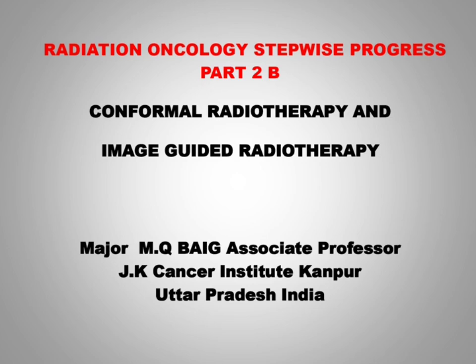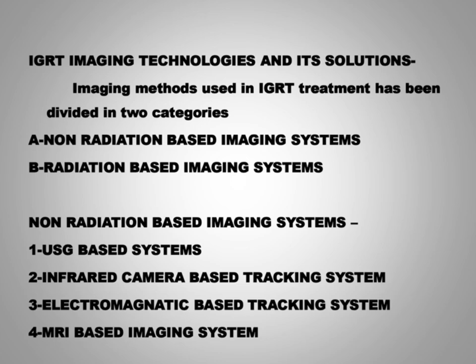The IGRT, image guided radiotherapy, imaging technology and its solution, imaging methods used in IGRT treatment have been categorically divided into non-radiation based imaging system and radiation based imaging system. The non-radiation based imaging systems are USG based system, infrared camera based tracking system, electromagnetic transponder based tracking system, and MRI based imaging system. All four, you know very well, do not produce ionizing radiation. This is safe for a pregnant woman.